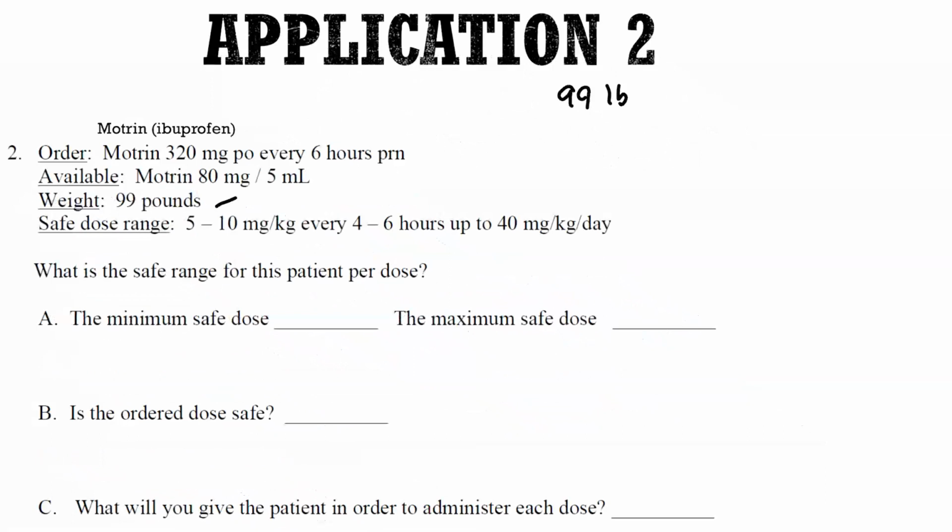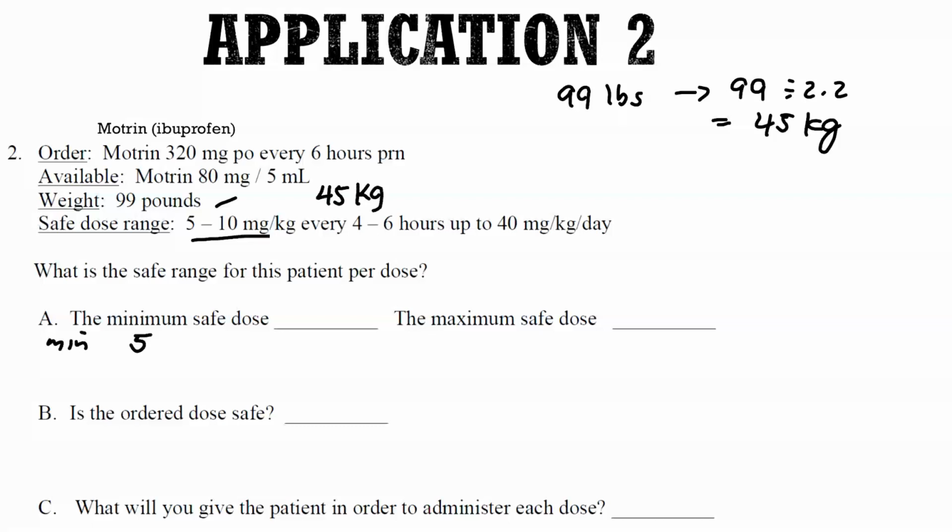Available Motrin 80 milligrams in 5 ml, and our weight is 99 pounds. So first we need to convert pounds to kilograms. So 99 pounds divided by 2.2 equals 45 kilograms. All right, so 45 kilograms. Now it's telling us that this is the safe dose range, right? 5 to 10 milligrams per kilogram every 4 to 6 hours.